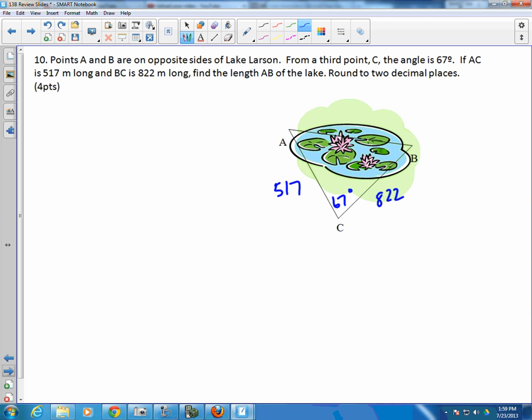So the easiest way to do this is call these by what they are. This is little b because it's opposite that angle. This is little a because it's opposite this angle. And then I want to find little c. This is a law of cosines question because it's a side angle side relationship. When it's a side angle side relationship, I know it's law of cosines.